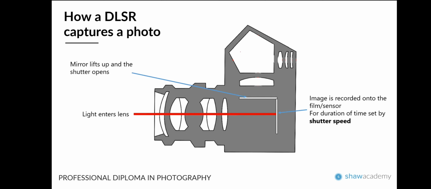So DSLR is digital single lens reflex. The digital simply stands for digital because it's a digital camera, but the single lens reflex part refers to this action of the light entering through the lens, the mirror moving up out of the way, and the reflex action of the image being captured and the mirror dropping back down when the image is finished recording.